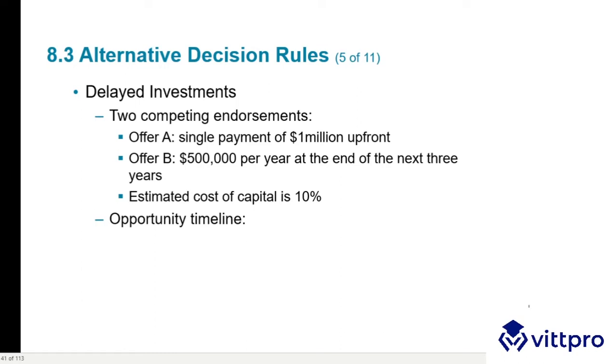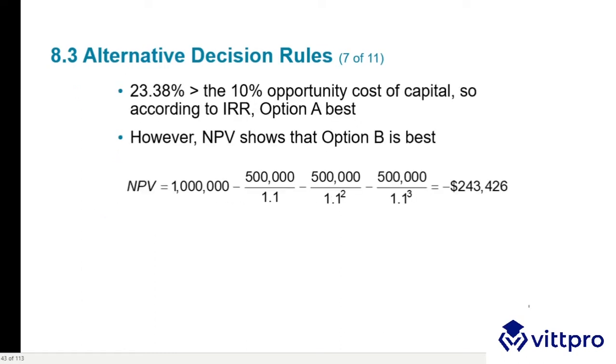So there are two competing endorsement offers. Offer A is a single payment of $1 million upfront. Now you get $1 million, and offer B is $500,000 at the end of each of the next 3 years. So which one will you choose? NPV for this project is actually minus 243,426. So in this case, option B is better, because the present value of $500,000 for 3 years is higher than 1 million. So it means you should take the $500,000 for 3 years.